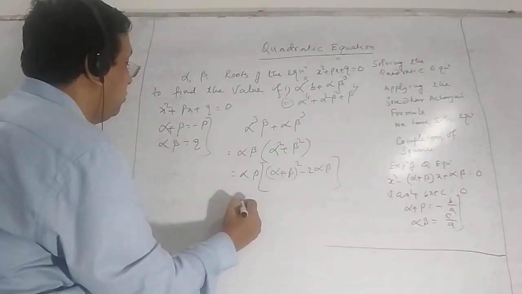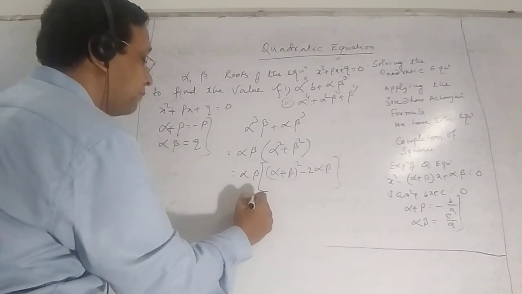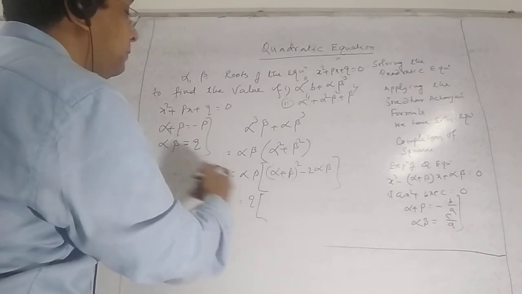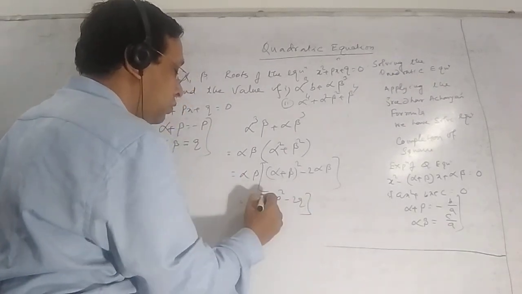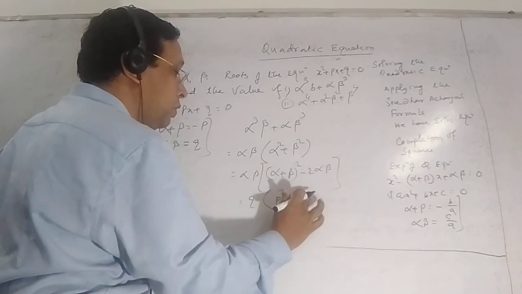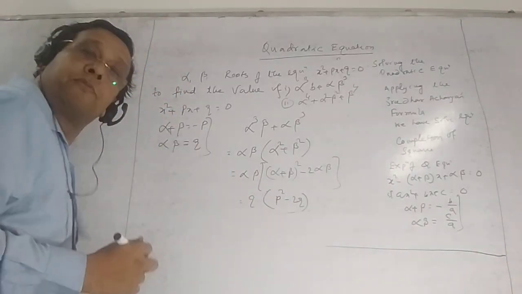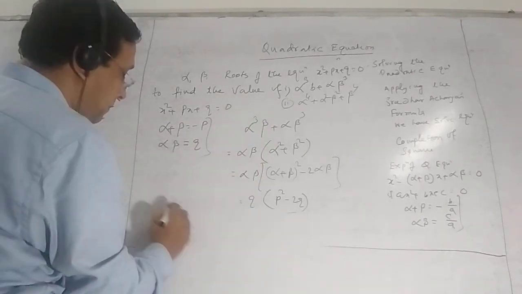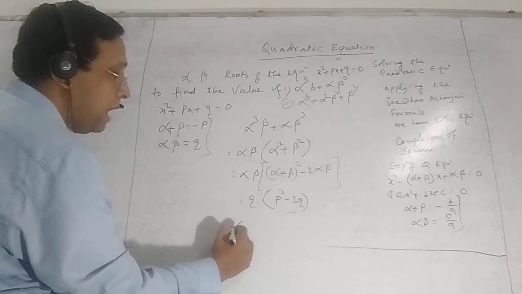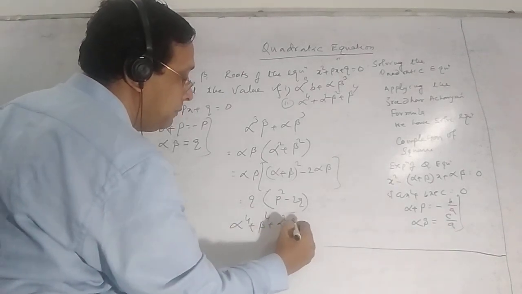So if I put these values over here, alpha beta is equal to q, alpha plus beta squared is p square, minus 2q. So ultimately we have got q into p square minus 2q, that is the value. Another one is alpha to the power 4 plus beta to the power 4 plus alpha square beta square.